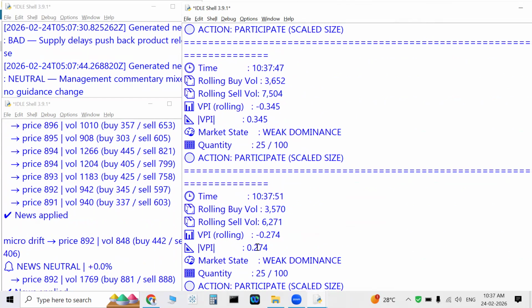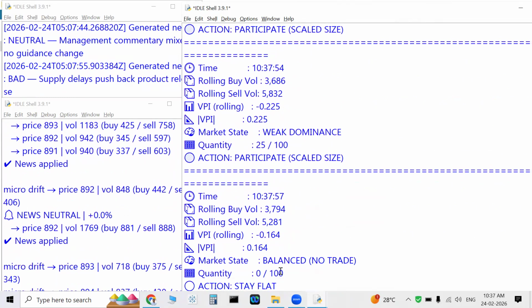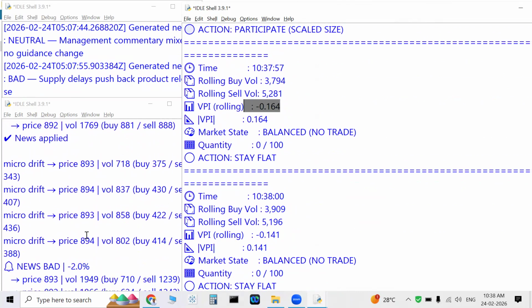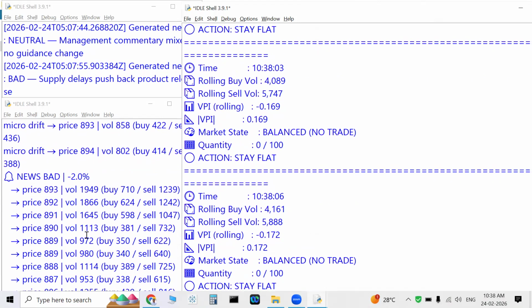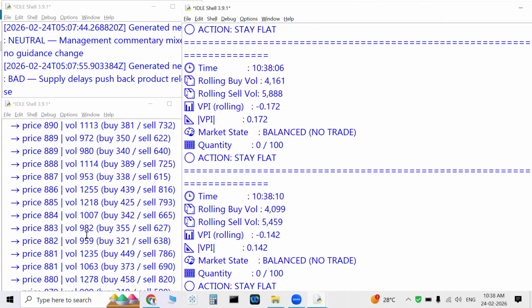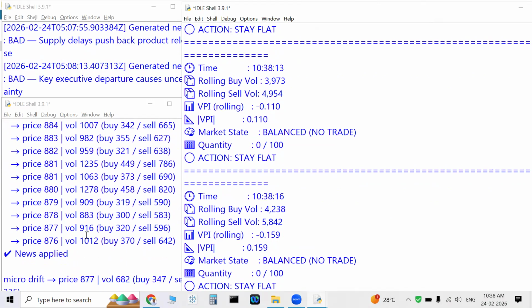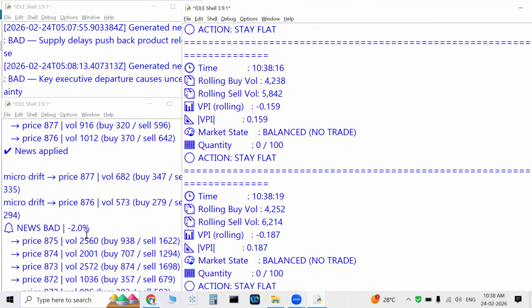If there's a micro drift, the VPI is very low, so it's saying I'm going to trade very small. See, the VPI decreases. If there's a small micro drift, it is not going to trade. Bad news has come, so the VPI is going to increase for sure. Bad news has come. Again it is a micro drift, so it's not trading.